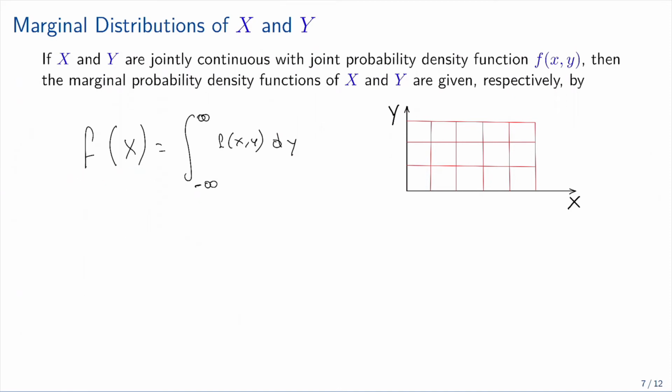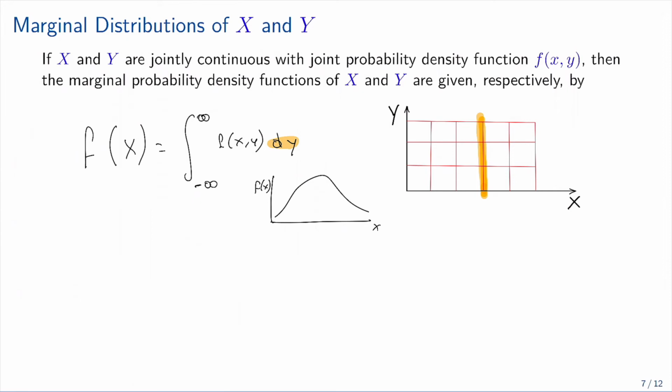So what are we doing in this case? We are integrating over dy. It's like compressing this into a line. So the resultant expression f of x will be something like that. So this is x and this is f of x.